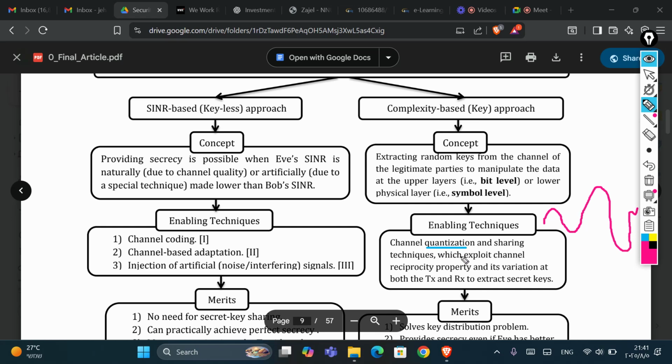Okay, so both the transmitter and receiver have a copy of the channel. So what they do now is try to quantize so that they can extract random bits. What's the process of quantization? Quantization basically is discretizing the amplitudes, the values of the signals, or the power of the signals on the y-axis.